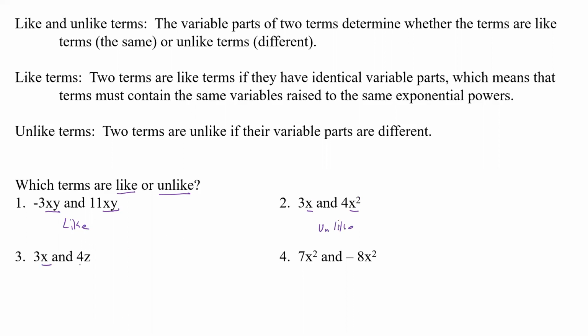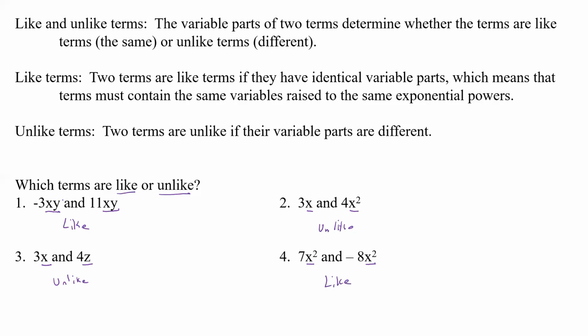Well, here we have an x and a z. Well, those are really unlike terms. At least these both had x's, just one was to a different power. So again, those are unlike. What about x squared and x squared? Well, those look good. Those are both the same. So we'll say those are like, okay?